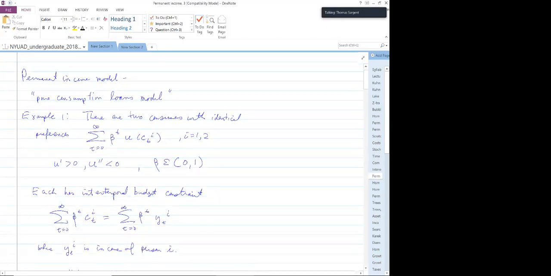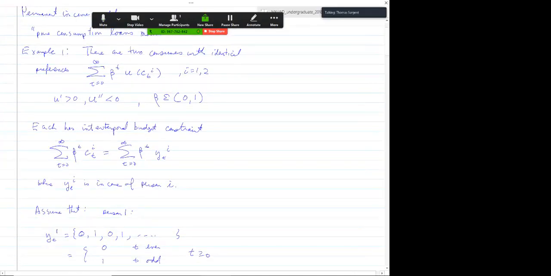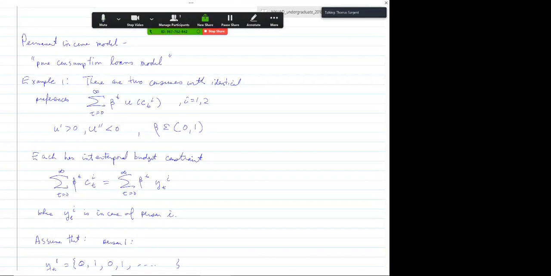So remember yesterday we had this example. We had two consumers. They have identical preferences. Here they are, our standard preferences. They're identical except for one thing. Person one cares about what he or she gets, and person two cares about what he or she gets. We have the same discount factor, and we put the same utility function. We could easily change that.